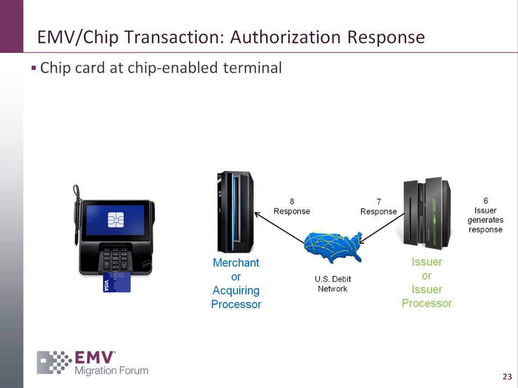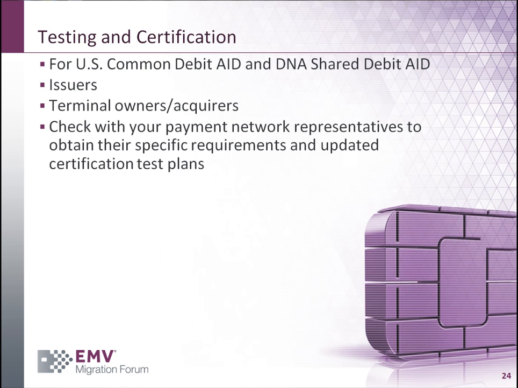Any EMV data in the response will be delivered to the terminal, which will pass it to the chip. The chip card and the terminal will once again interact, and the chip card will verify the authorization response cryptogram from the issuer if one was sent. The AID that was used to initiate the transaction does not have an impact on the transaction response.